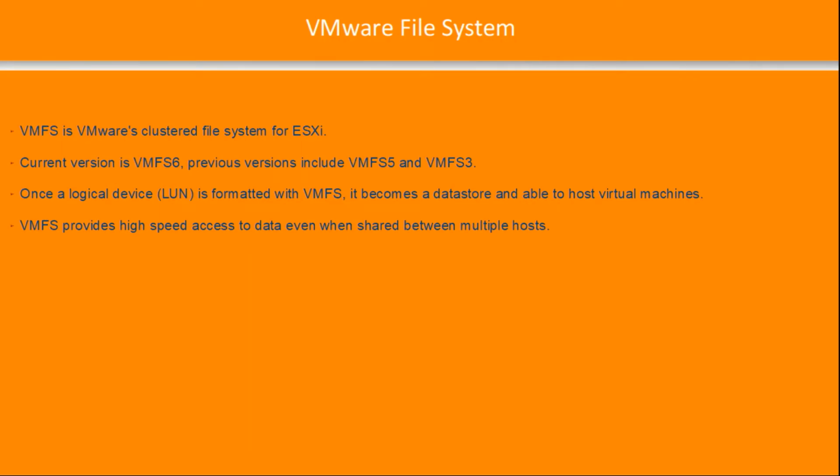Virtual Machine File System is VMware's clustered file system for ESXi and vSphere. The current version is VMFS 6, introduced with vSphere 6. Previous versions include VMFS 5 and VMFS 3.